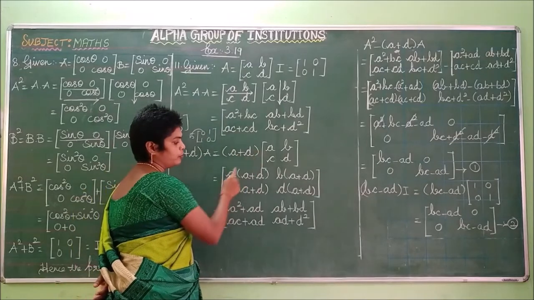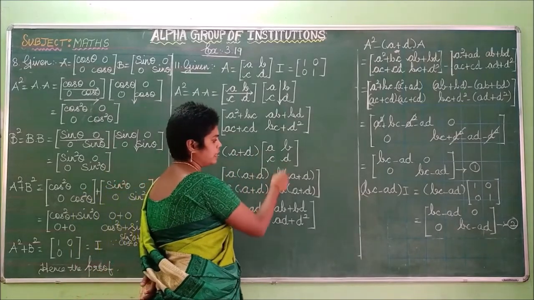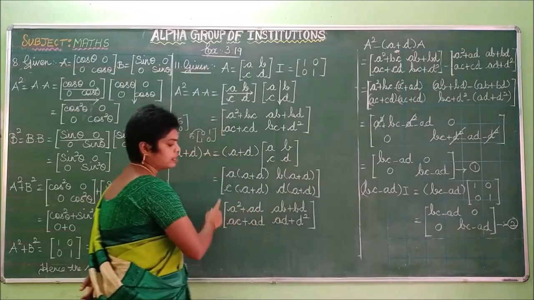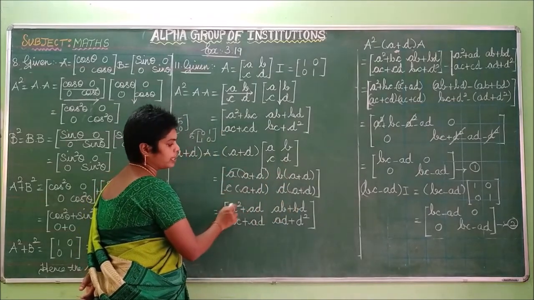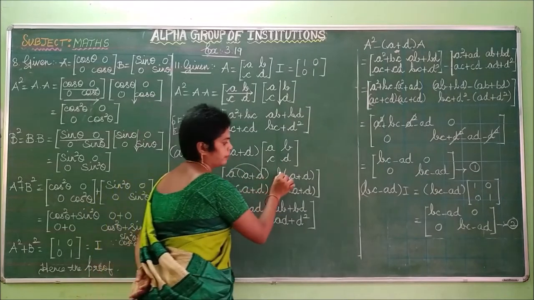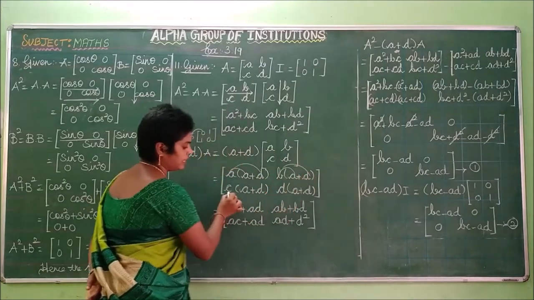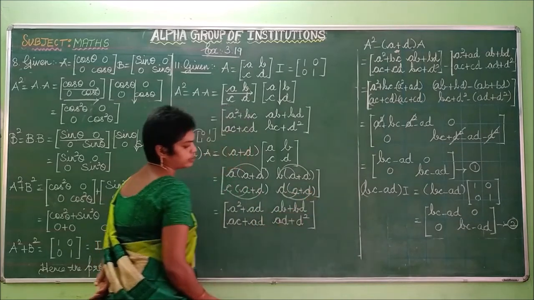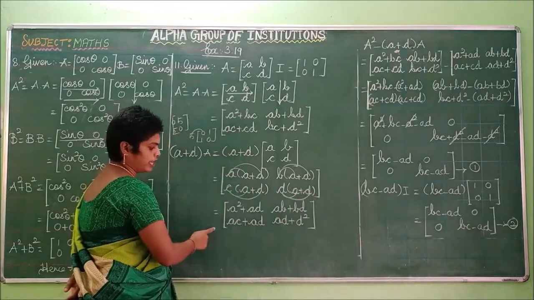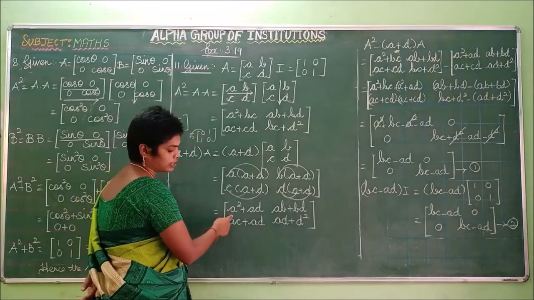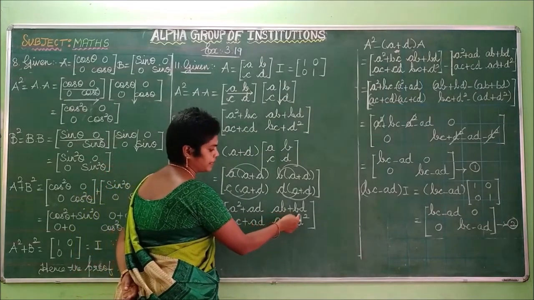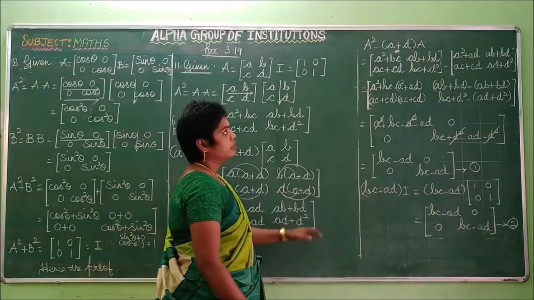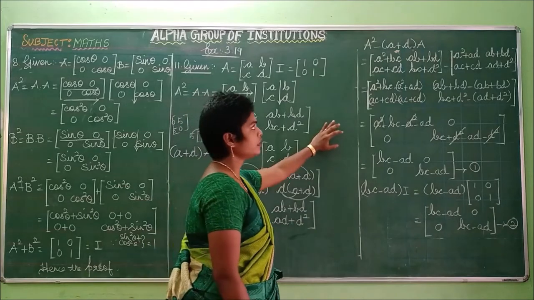So first value A into A plus D, B into A plus D, C into A plus D, D into A plus D. Finally, A squared plus AD, AB plus BD, then AC plus CD, AD plus D squared. So A plus D into A is nothing but the matrix A squared plus AD, AB plus BD, AC plus CD, AD plus D squared. Now you have to substitute here.